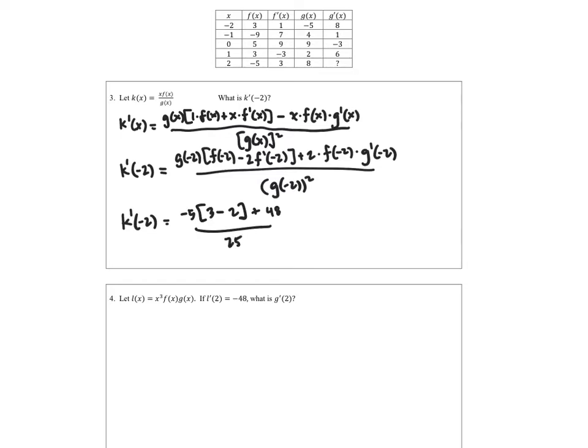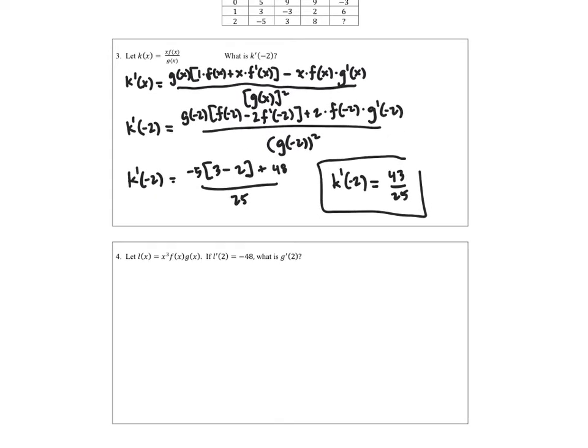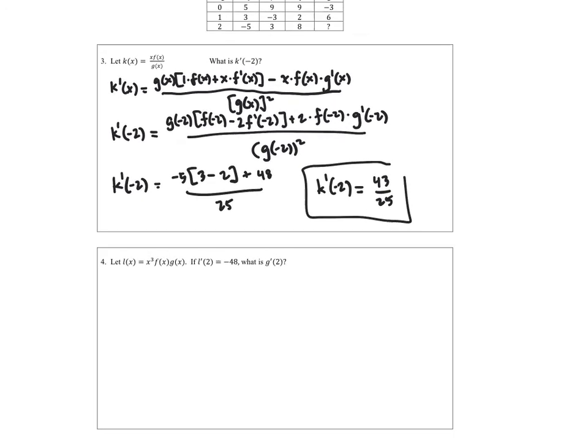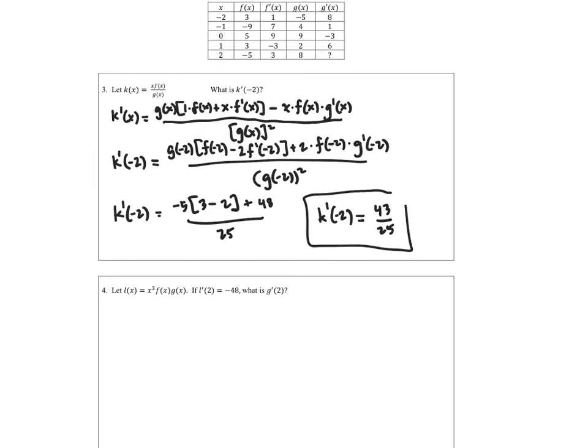Let's clean this up just a little bit to finish. So k prime at -2 will equal -5 times 1, which is -5, plus 48, which is 43, over 25. Oof, that was a lot of algebra there. Okay, it's not the calculus that gets people, it's typically the algebra. All right, I guess I need that table.